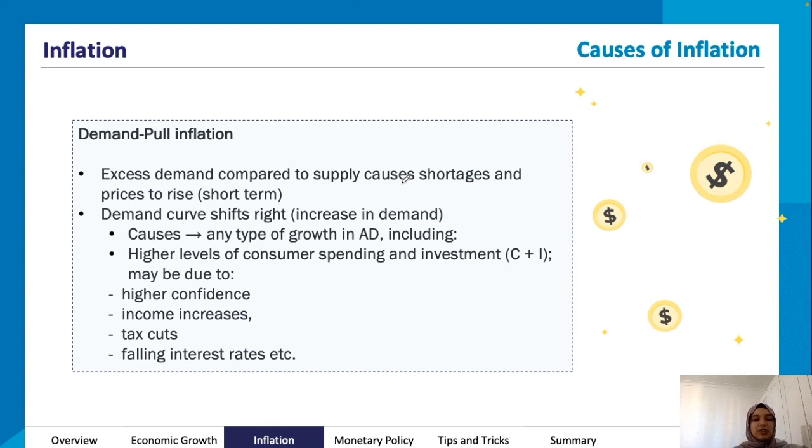Demand curve shifts to the right, so there's an increase in demand. What is the cause of this? Any type of growth in aggregate demand can be higher levels of consumer spending and investment, maybe due to higher confidence. People are more likely to buy luxury or designer items when they have more money to spend and they're confident in the economy and don't feel like they need to save their money in case something goes wrong. Income increases, similar concept. Tax cuts, which means you have more money in your pocket that you would normally be giving away in tax, and falling interest rates as well. So it's cheaper to borrow and to spend.